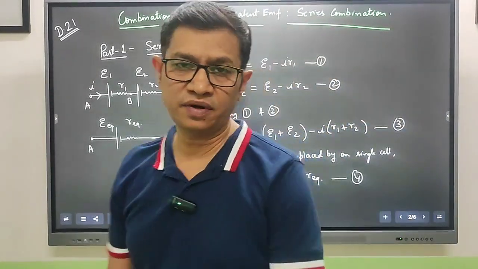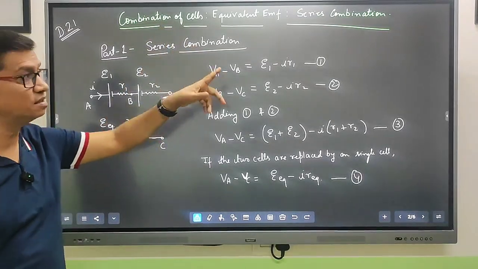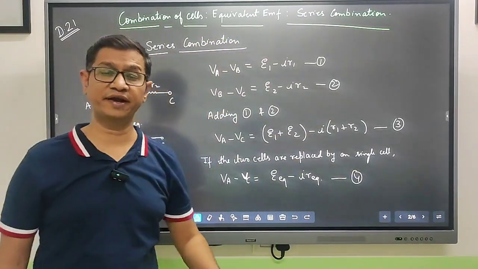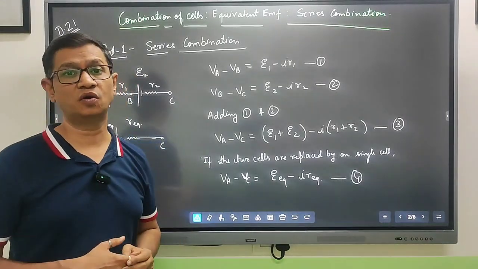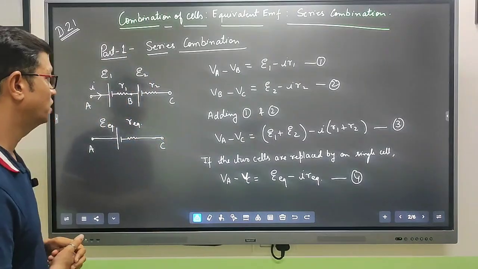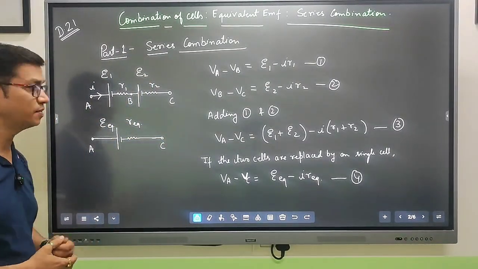Hello dear students, our next derivation number 21, it is combination of cells, equivalent EMF, series combination. So we are going to derive a formula for equivalent EMF when two or more than two cells are connected in series. Okay? So we'll do this for two cells and then we'll extend the formulas for n cells.